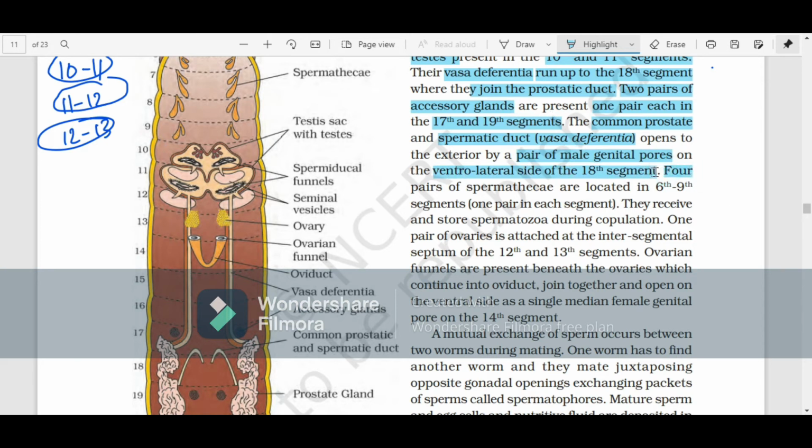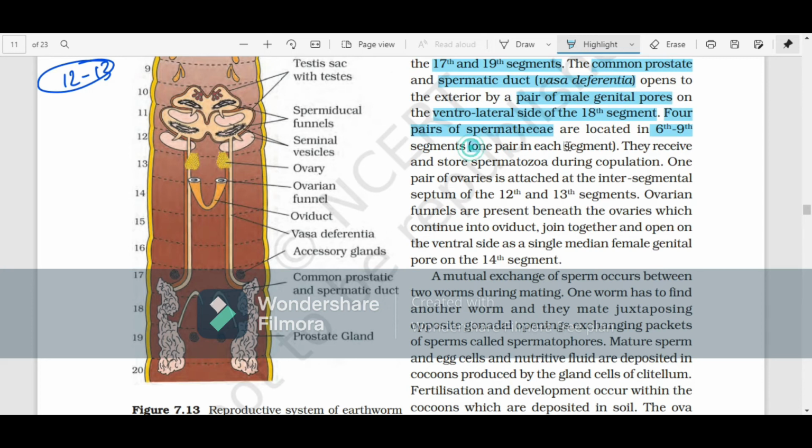Yeah. So now, four pairs of spermatheca. Spermatheca will be sixth to ninth, but if it's spermathecal apertures, then it'll be fifth to ninth. One pair in each segment. They receive and store spermatozoa during copulation, that is the juxtaposing. When that's happening, the spermatheca will receive and store the sperms.